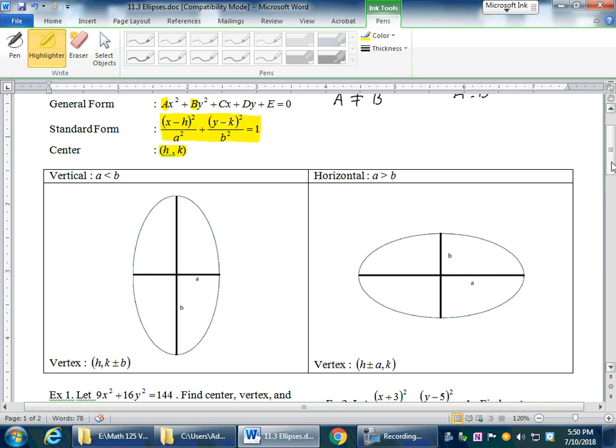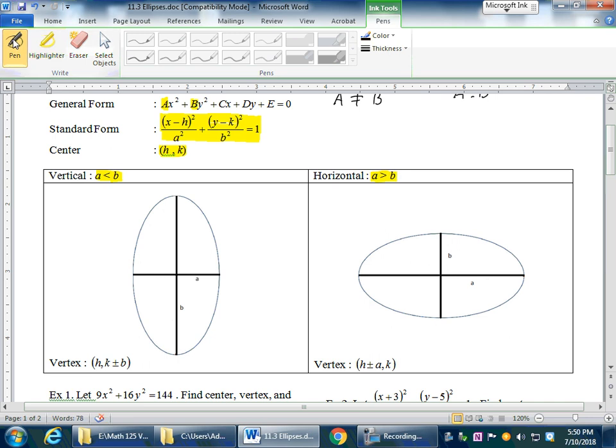So let's take a look at this. If the value of a is smaller than the value of b, then the ellipse will be vertical. Because the value of a is associated with x and the value of b is associated with y, if b is bigger, it will be longer along the y-axis, so the ellipse becomes vertical. Similarly, if the value of a is greater than the value of b, then the ellipse will be horizontal. One main thing you need to remember is the vertex point.